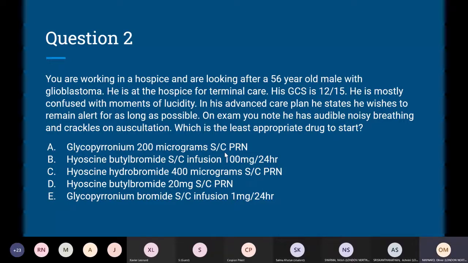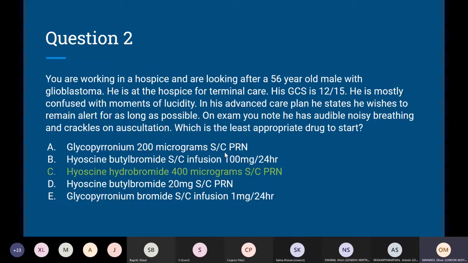I won't go through and read them all. So it seems like most people have voted there, so I'll stop the poll and show the correct answer.